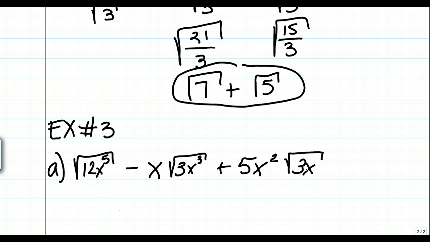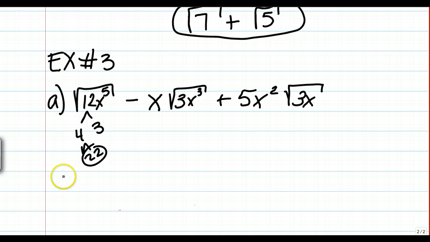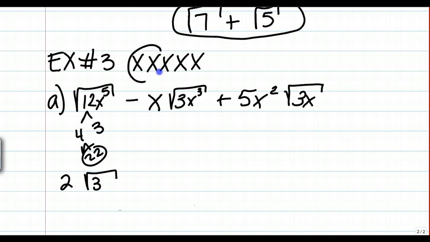Well, here let's just look at the number first, and then we'll look at the variable. We have 4 times 3 is 12, and 2 times 2 is 4. So we know that we have 2 square root of 3. And then we have x to the 5th. So you're looking at 5 x's, and you're finding buddies for those. So you have x times x, which is x squared on the outside, and you have 1 x left over.